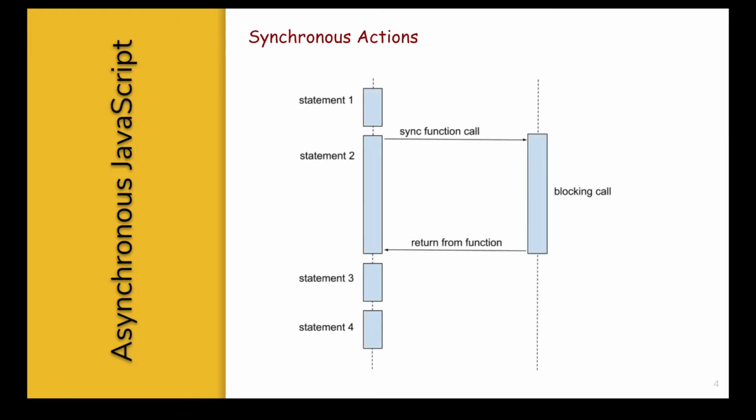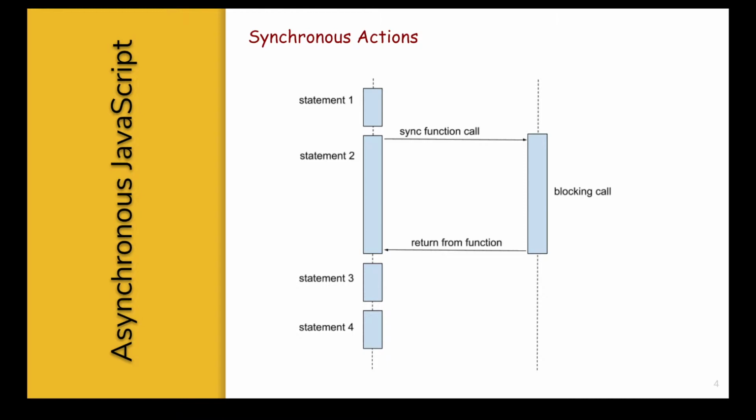First, let's understand how synchronous actions work. The vertical line on the left represents the flow of the code. We have 4 statements here. The second statement represents the invocation of a normal synchronous function. Note how statements 3 and 4 are waiting until the function in statement 2 finishes its execution.